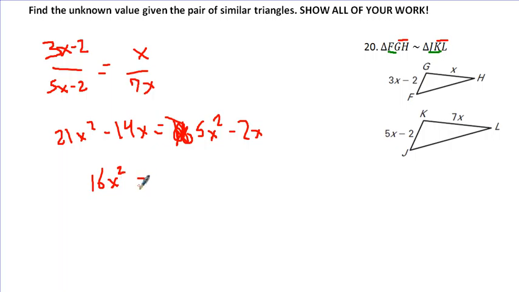16x squared will equal 12x. Divide both sides by x, you get 16x equals 12. Divide both sides by 16, you need to get x by itself, and you would get x equals 3 over 4. We've done a couple problems like that in class now.